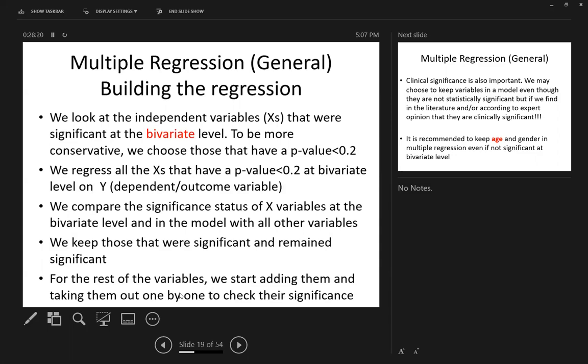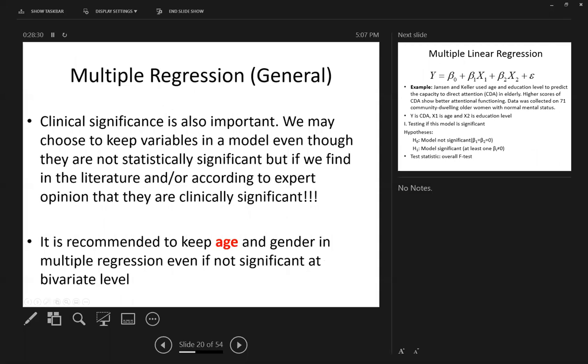Okay, and we can add one variable at a time, and then take one of them at a time to check whether the significance is changing, yes or no. And then decide which variable to keep. Sometimes even if a variable is not very statistically significant, you'd like to keep it because it's clinically significant, and you might want to keep it in the model.